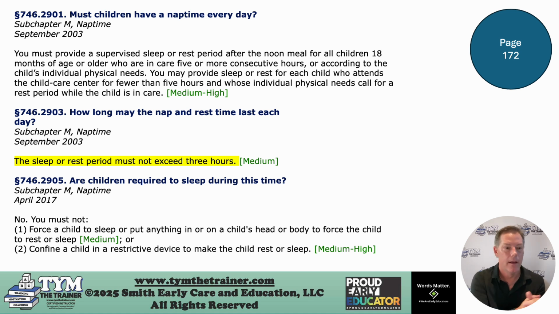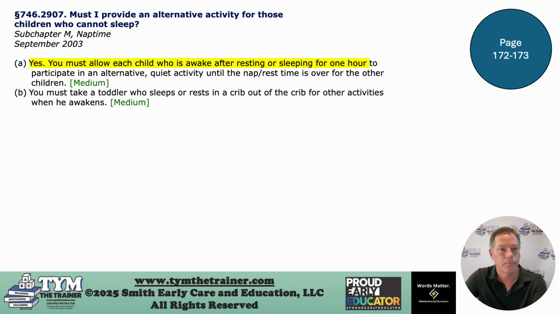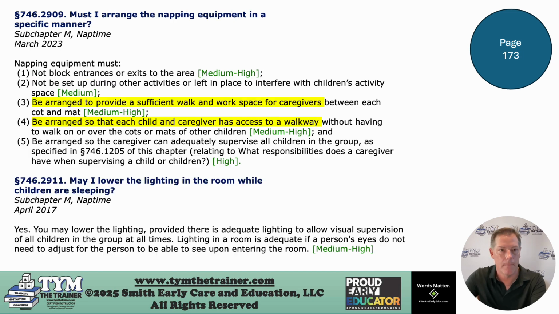All right. If a child is not sleeping after 1 hour, you need to give them something to do. All right. And if you don't, they're going to find something on their own to do. That's what it's going to list under 2907. After they've been awake for 1 hour, you need to make sure they have something to do right there. Okay.